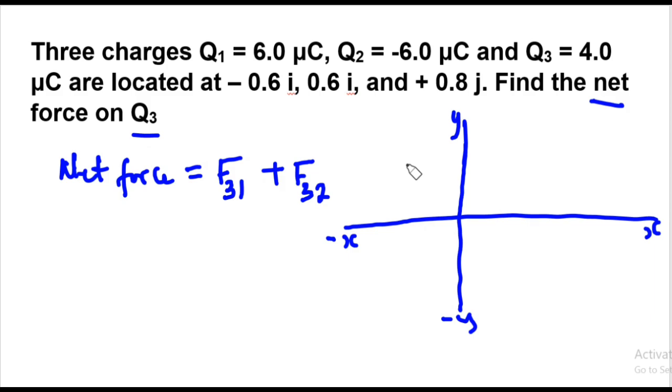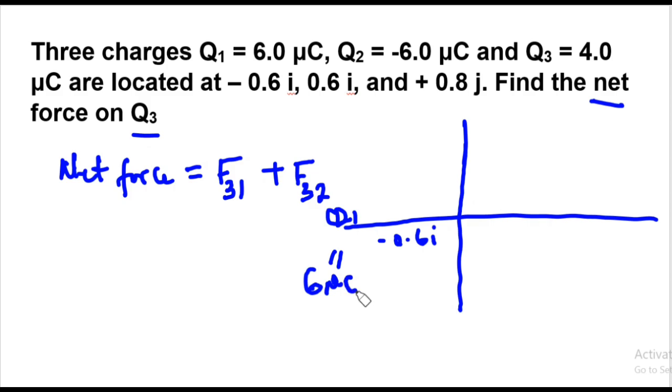So the Q1 is located at minus 0.6I, where I is taken as the x-axis. So we have minus 0.6I, and seated here is Q1. Let me clean this axis so that it doesn't confuse us. What is this Q1? This Q1 is 6 microcoulomb.